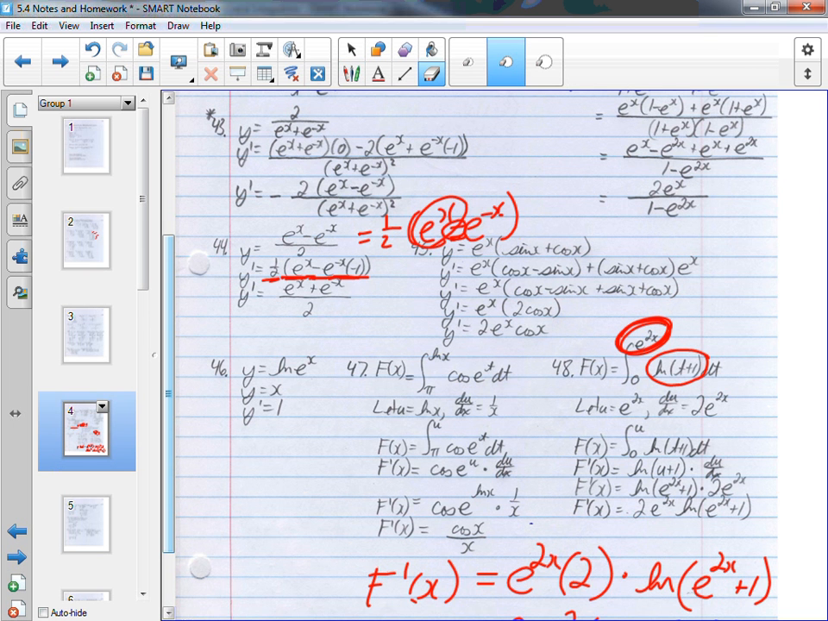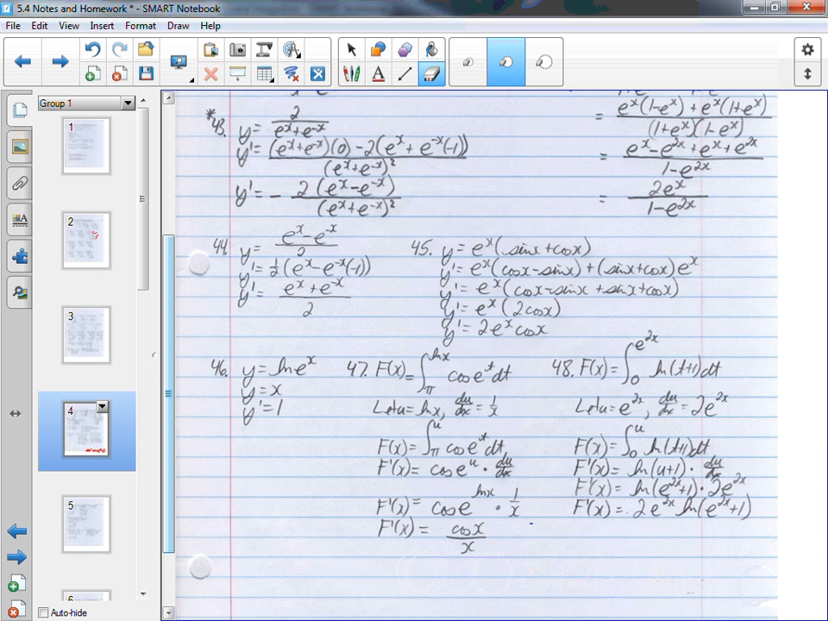And then all you got to do, negative times negative is a positive, and either leave it as a coefficient of 1/2 or turn it back into a quotient. I don't care. Anything else?